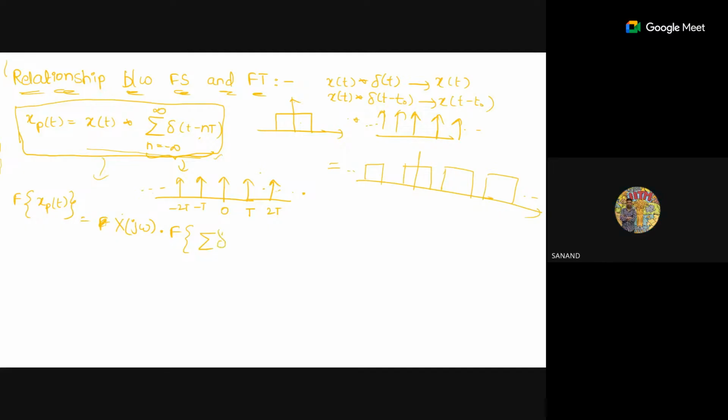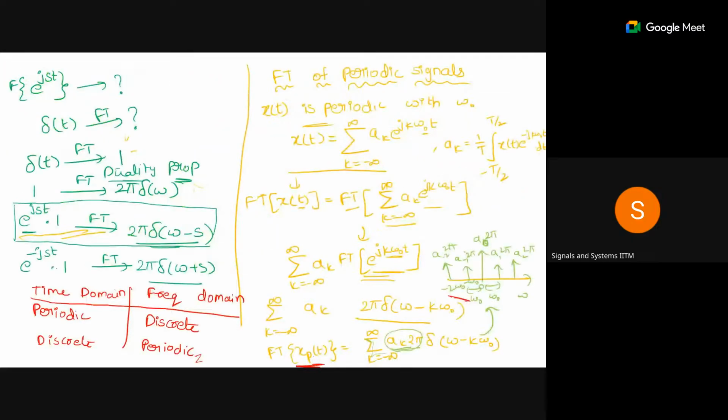Yes, ma'am. Okay. So it will be the summation of delta of t minus nT, where n is equal to minus infinity to infinity, like an impulse train. In the previous slide, I discussed that the Fourier transform for a periodic signal will be the summation of k equal to minus infinity to infinity of ak 2 pi delta of omega minus k omega naught. For the periodic signal, a similar property I will be using here, the same formula.